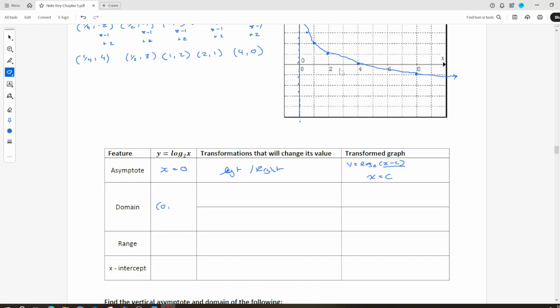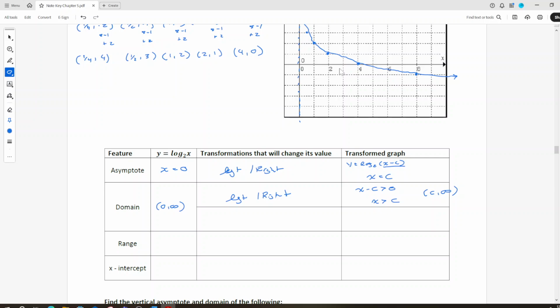Same thing for the domain. Normally the domain is 0 to infinity. The things that will affect the domain are going left and right. So if we think about the transformed graph being y equals log to base 2 of x minus c, then you would say that x minus c has to be greater than 0. So x has to be greater than c. Okay, so it's going to be c to infinity.